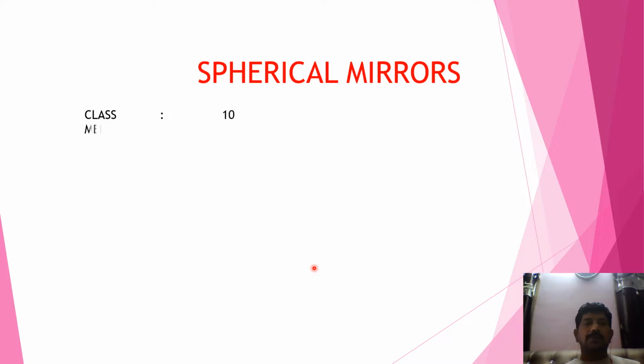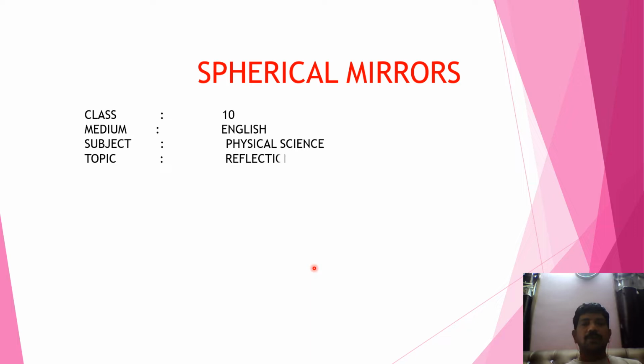Welcome to my class Spherical Mirrors Part 4. In this class, we will learn how to draw the ray diagrams for concave mirror and the nature of the image formed due to concave mirror for different positions of the object on the principal axis with neat animations.